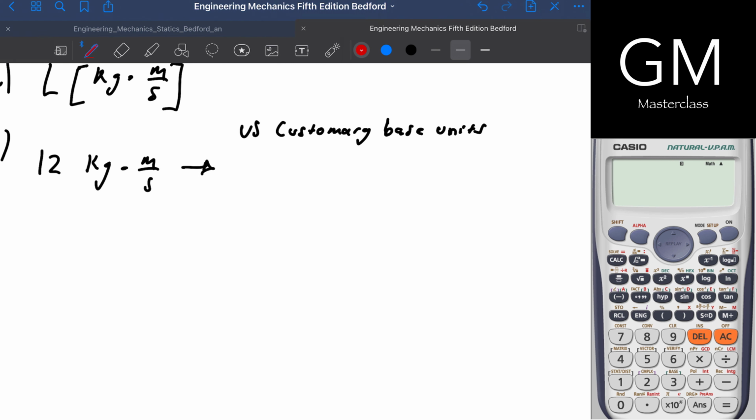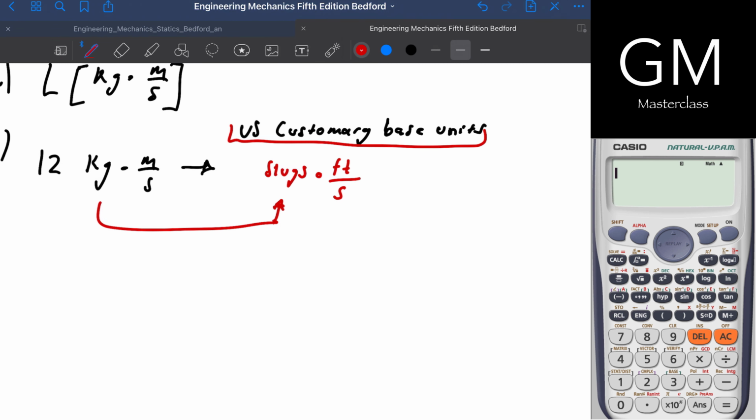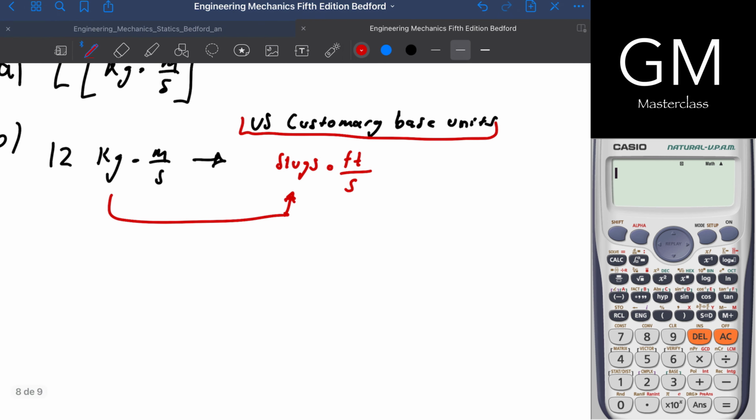But when we talk about US customary base units and we are talking about a mass, then we have to talk about a slug, which is the unit that measures mass in the US customary base units. Then I'm going to use the principal unit for the US customary units to measure length, which is the feet. And the seconds are the seconds. That actually never changes.